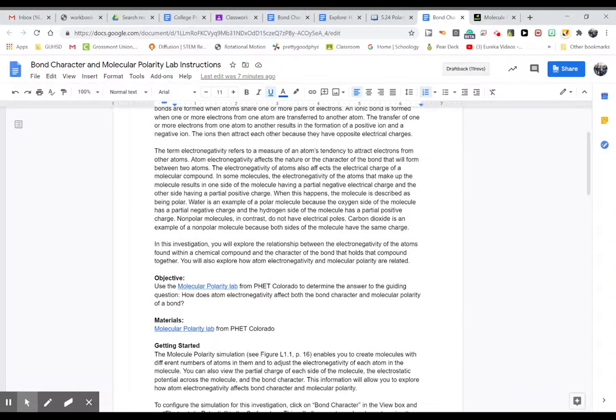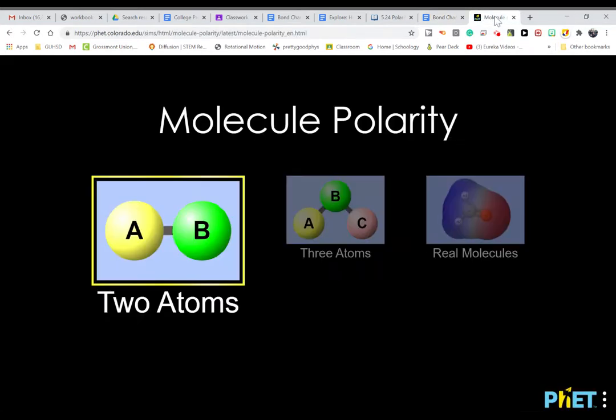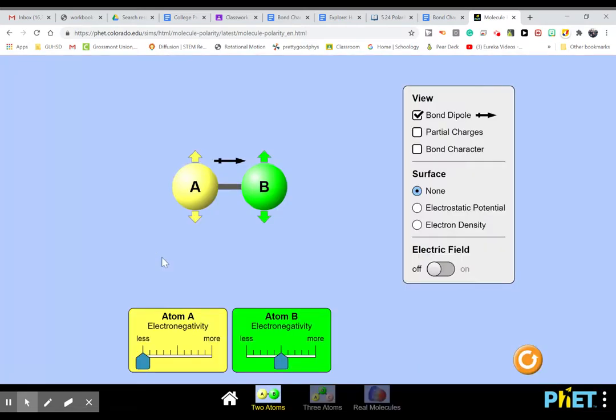And then after you have read through that introduction, it says the objective is to use the molecular polarity lab from Colorado to determine the answer to the guiding question. How does atom electronegativity affect both the bond character and molecular polarity? If you click here, the molecular polarity lab, it's going to open you up to this page right here. And what you're going to do is you're going to click on the two atoms, and you can adjust things however you need to.